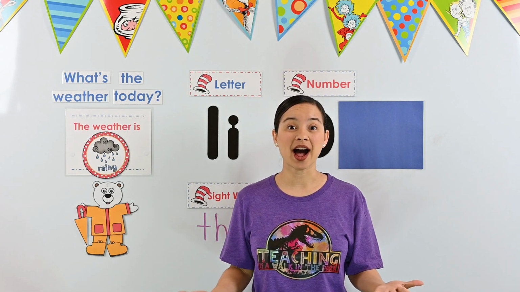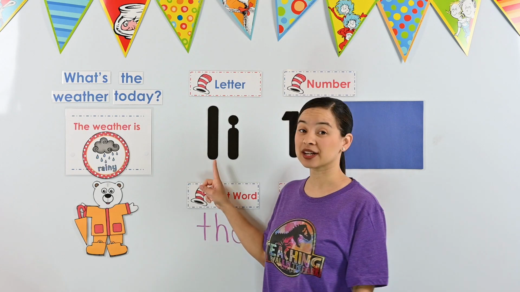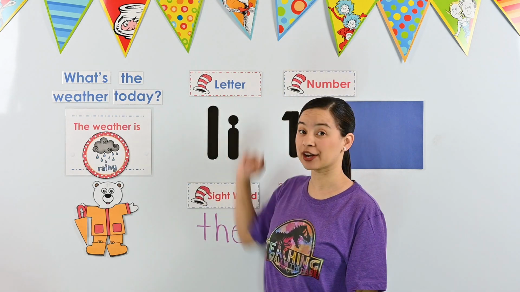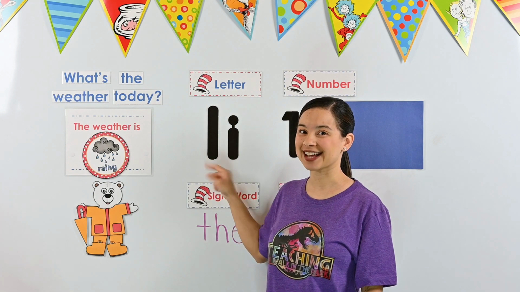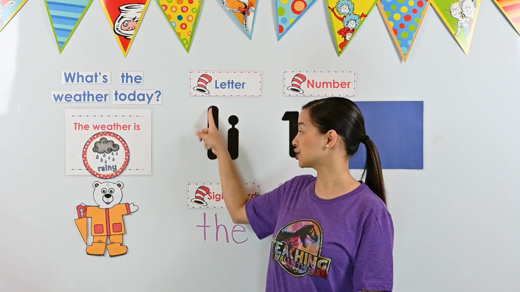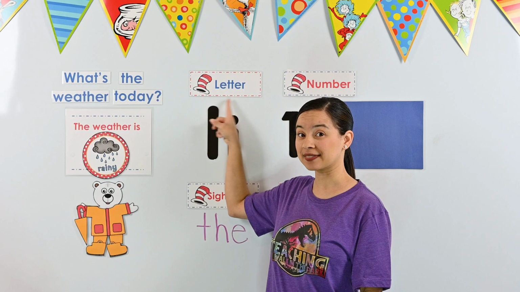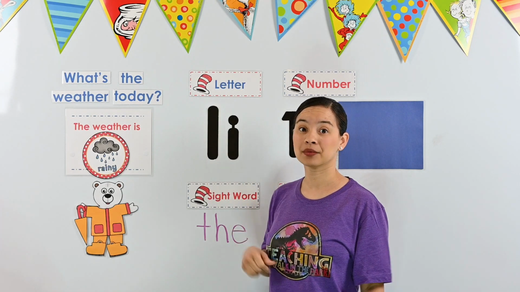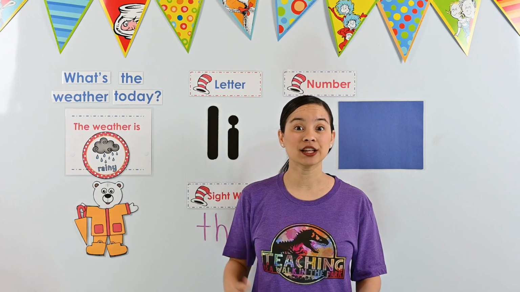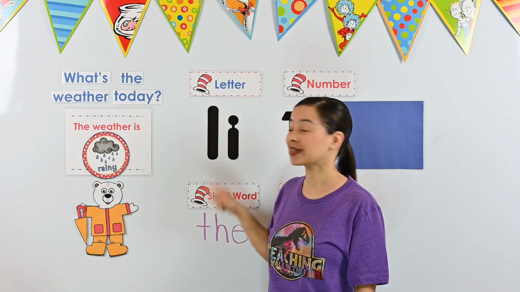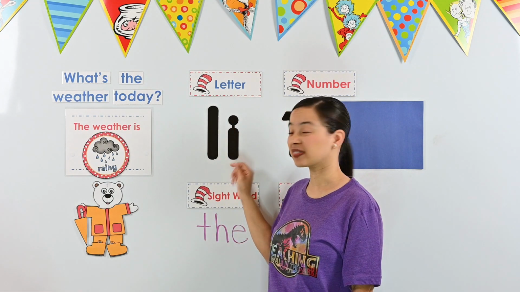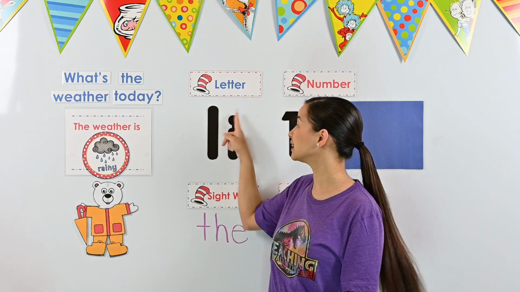Excellent. Yesterday, we talked about what an I looks like. We know that an uppercase I is a tall letter. You can write it using a straight line down, or you can make a straight line down and put a line at the top and a line at the bottom. You can make your uppercase I either way. A lowercase I is a short letter. It has a straight line down that starts in the middle and a little dot on top.